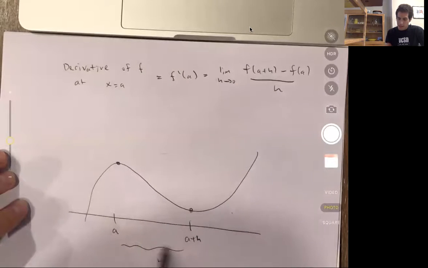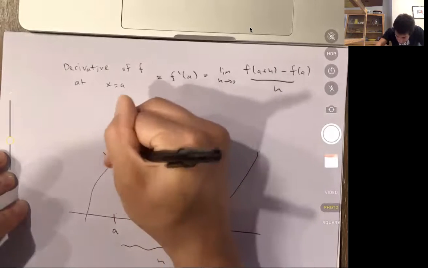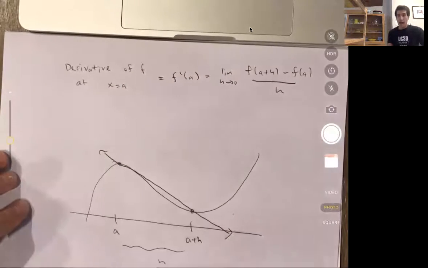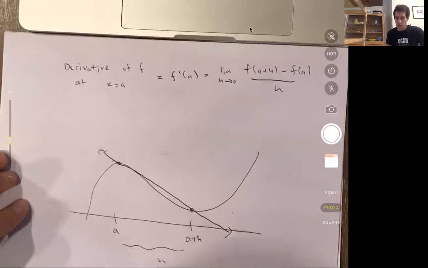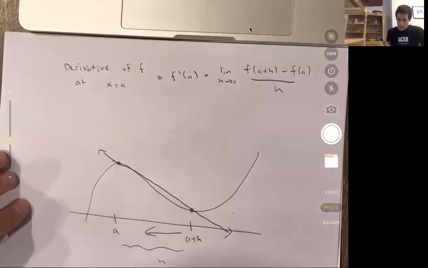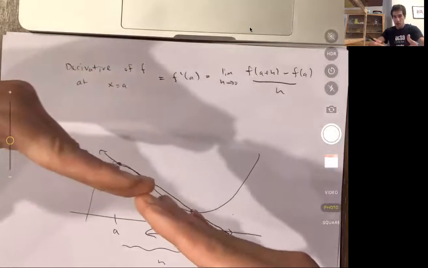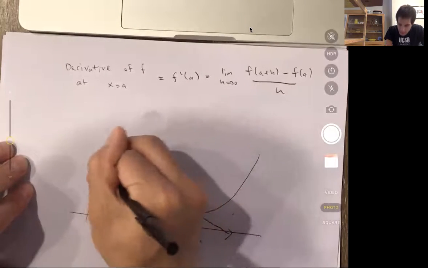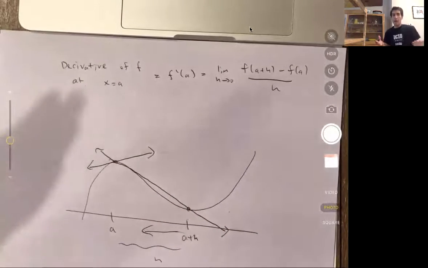And then if I divide this by H, this is giving me exactly the slope of the line through these 2 points. And now if I take H going to 0, then this secant line is going to change. The 2 points are going to get closer and closer together. And as I take the limit as H goes to 0, the secant line is going to approach this tangent line.